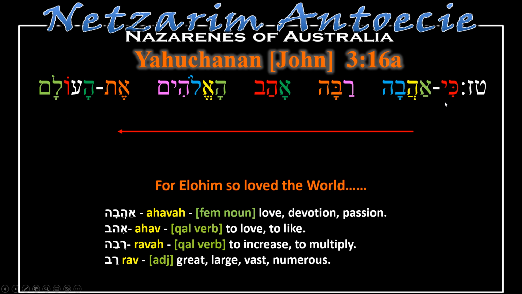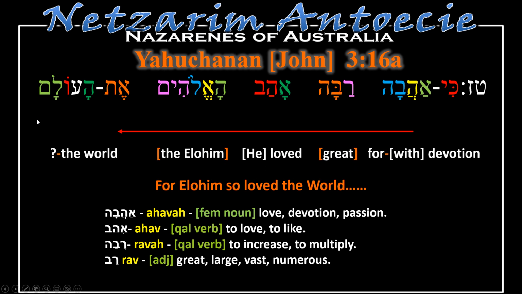So let's read. Ki, ahava, rabbah, ahav, ha Elohim et ha olam. For with devotion great, he loved the Elohim, the world, grammar marker, the world. Remembering that always it tells us after the action who it's talking about. So he loved, then it tells us who loved, the Elohim. Bit different in English, which always has the definition at the beginning, for Elohim so loved, which is the other way around.